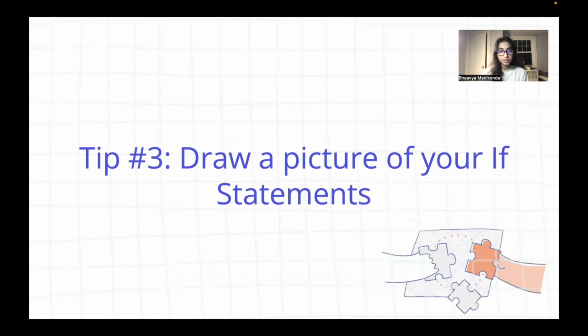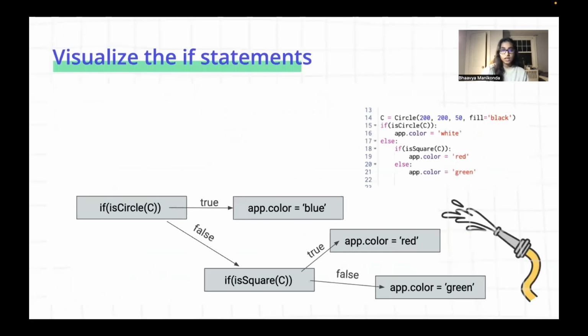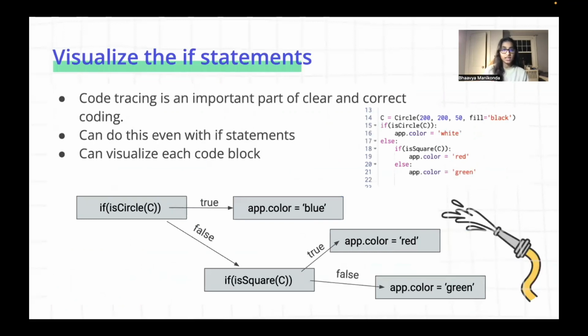So tip number 3 would be draw a picture of your if statements. Code tracing is an important part of clear and correct coding. You can do it with many simple lines of code, but a lot of people don't know that you can also visualize and code trace within your if statements.